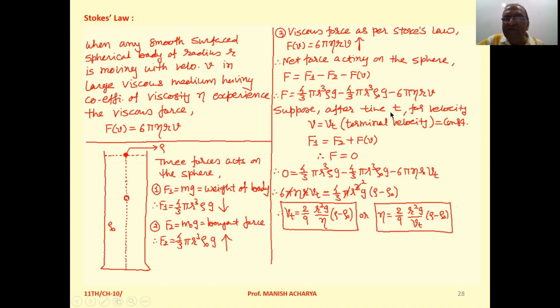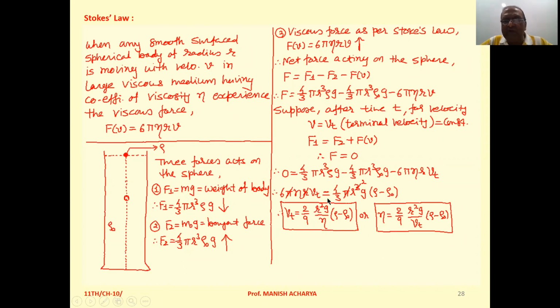So now at time t equal to t, for velocity equal to vt, we can write F equal to 0. So 0 equal to 4 by 3 pi r cube rho g minus 4 by 3 pi r cube rho 0 g minus 6 pi eta r vt. V is replaced by vt. Now take this term of viscous force on the left hand side. So 6 pi eta r vt is equal to, on the right hand side, from these two terms you can take 4 by 3 pi r cube g common, into bracket rho minus rho 0.